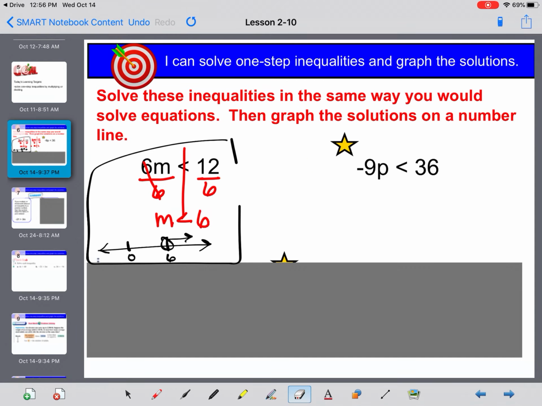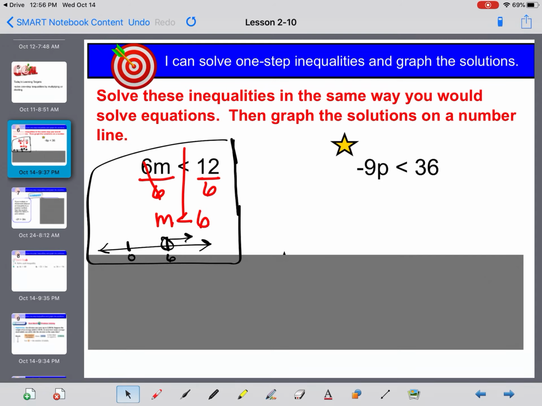Okay? In a similar fashion, there is only one way that solving inequalities is different than solving equations. And that's in this example right here, which is why I put a star next to it. The reason that this one is different is because you are multiplying or dividing by a negative. This is -9 times p.